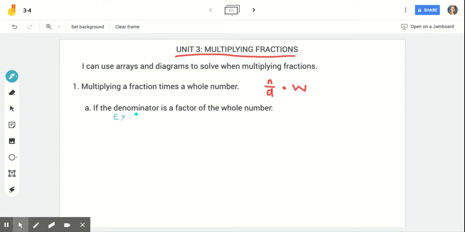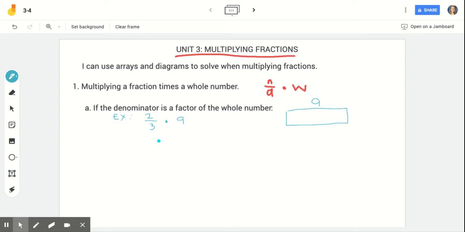Let's take a look at this problem. 2/3 times 9. 3 is a factor of 9. That means we can make groups of 3 evenly within the whole number 9. So for example, remember this? I'll do it right next to it. We drew out a rectangle. What did we put at the top for this number? 9.